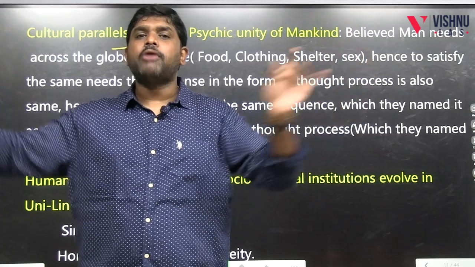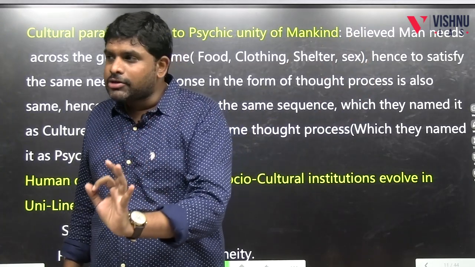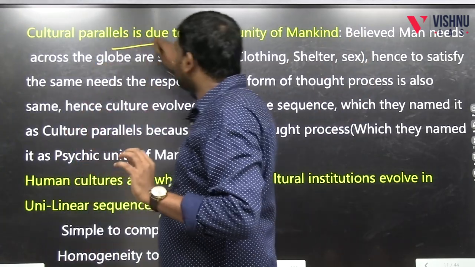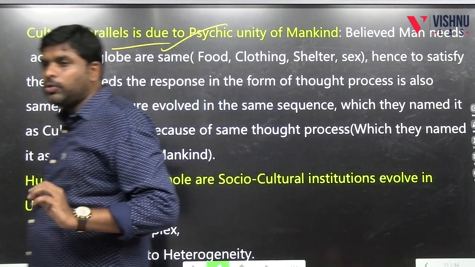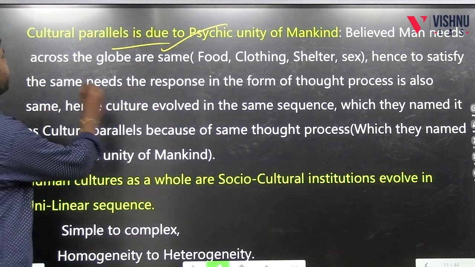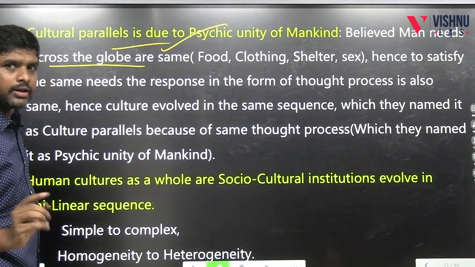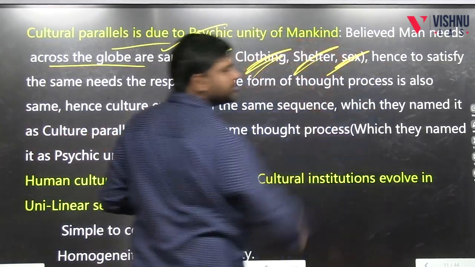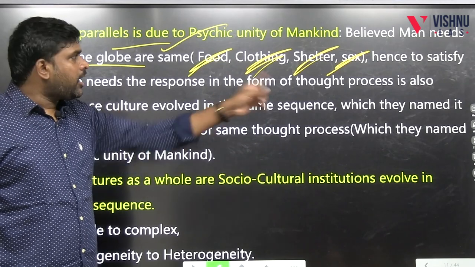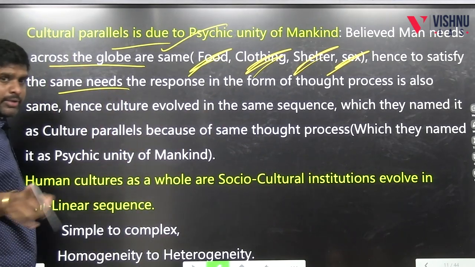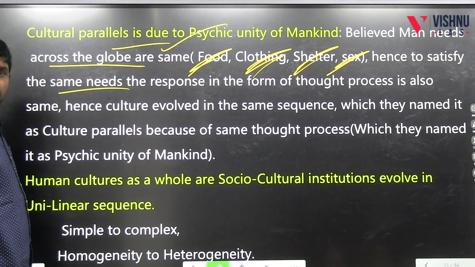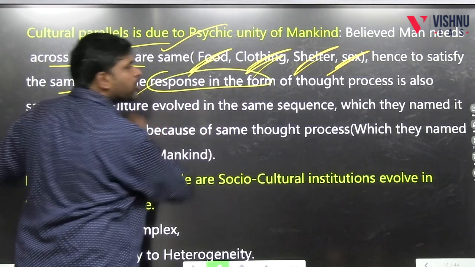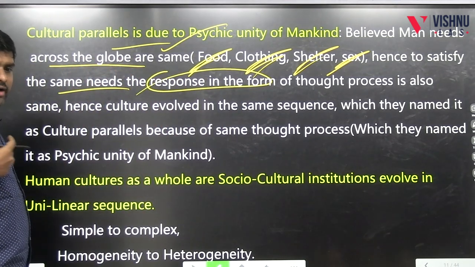Hence the cultures are the same according to classical evolutionism. So the next concept: culture parallels is due to psychic unity. They believed man's needs across the globe are the same, like food, clothing, shelter, reproduction. Same or not? Same. Hence, to satisfy the needs, the response in the form of thought, I am hungry, what should I do?